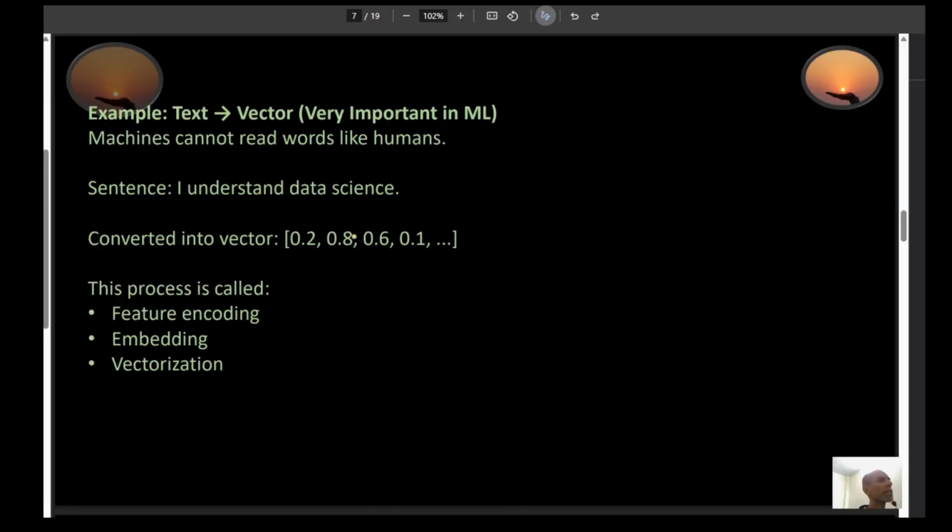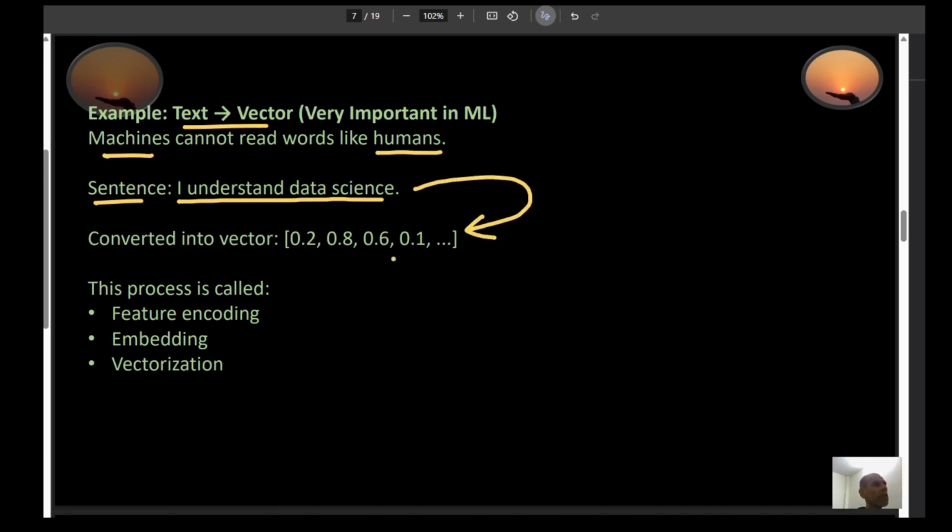Now let's take a look at another example. Text to vector. This is a very important concept in machine learning. Your machines cannot read words like we humans can. Suppose you have a sentence, and the sentence is, I understand data science. This is a simple sentence that you and I can understand, but a machine cannot. So what we do is convert that into vectors right here.